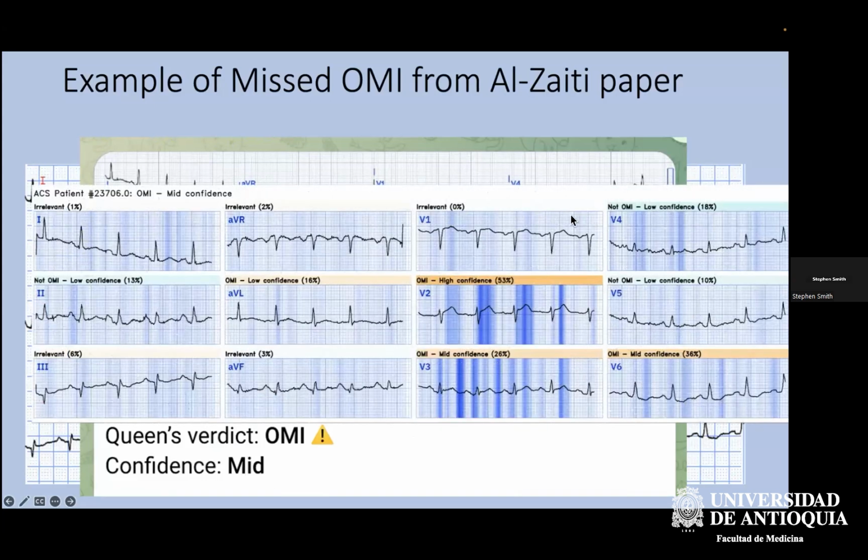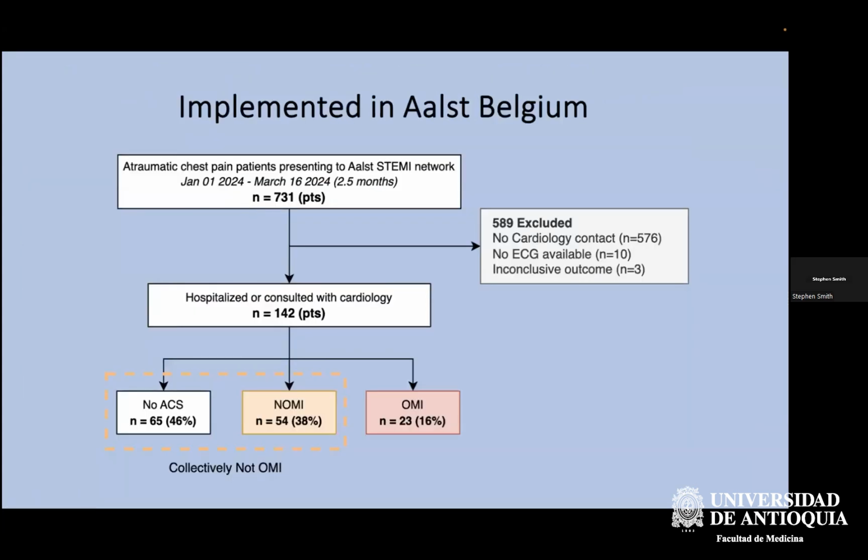And we have explainability on the Queen of Hearts, which shows you it's looking at that hyperacute T wave. OMI high confidence in lead V2 resulted in OMI mid-confidence overall for the entire EKG. So this Queen of Hearts has been implemented at the hospital in Aalst, Belgium. They looked at atraumatic chest pain patients presenting to the Aalst STEMI network from January 1, 2024 to March 16, 2024, 2.5 months. There were 731 patients.